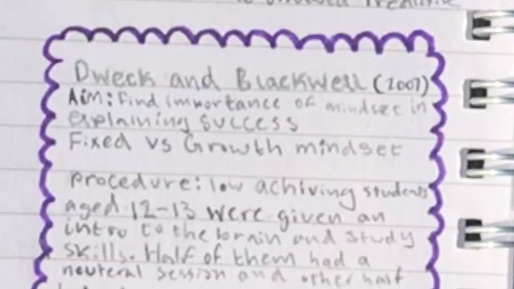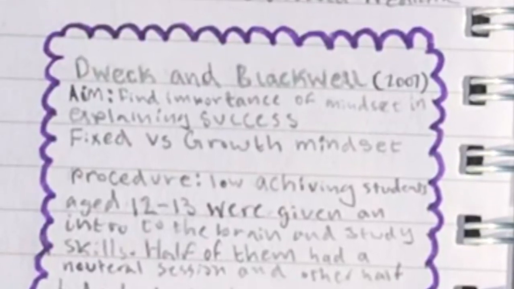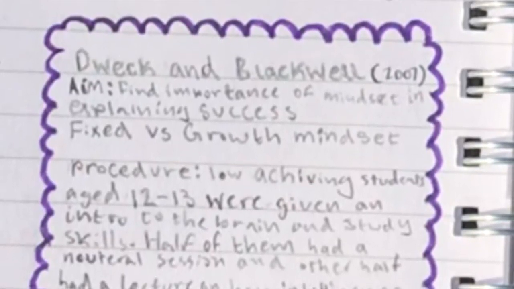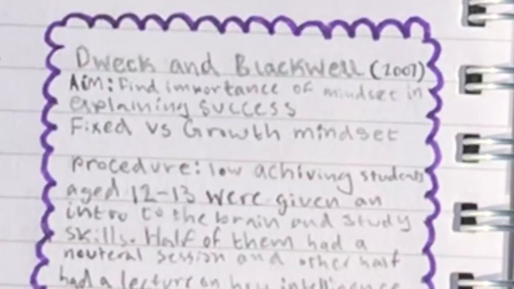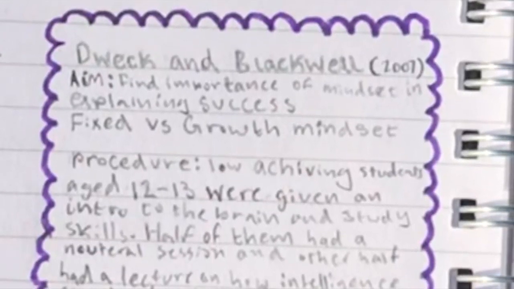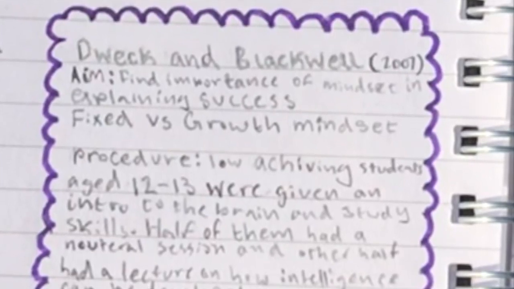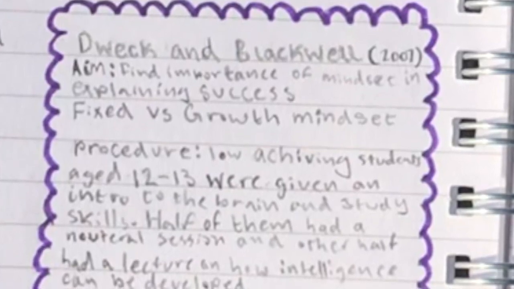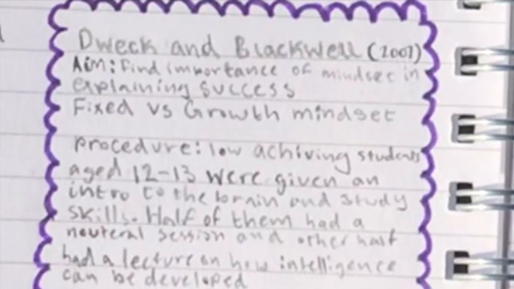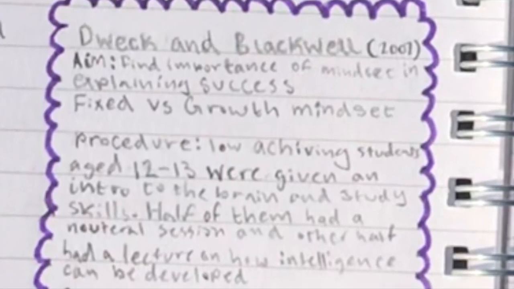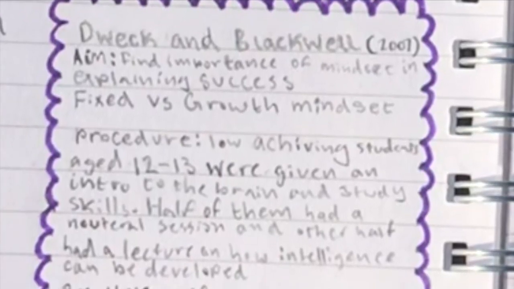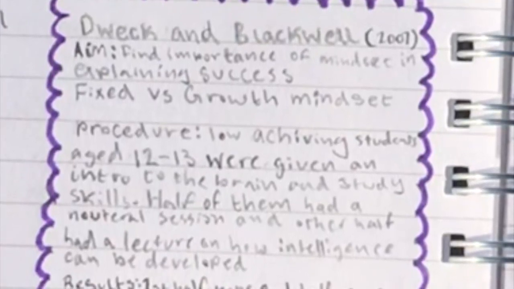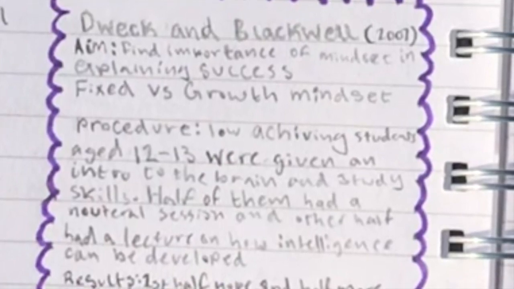Dweck and Blackwell. Dweck, I'm not really sure how to say that word. It's someone's name. This study was made in 2007. The aim of the study was to find the importance of the mindset in explaining success. So there was a fixed mindset versus a growth mindset. In the fixed mindset, you believed that intelligence was just something you were born with. It's a talent, not something that can be improved. Meanwhile, in the growth mindset, you believe that you can improve these skills and become better.